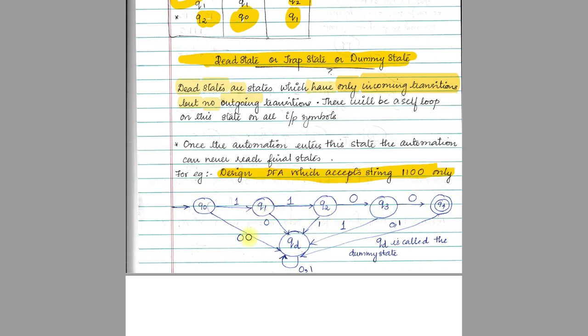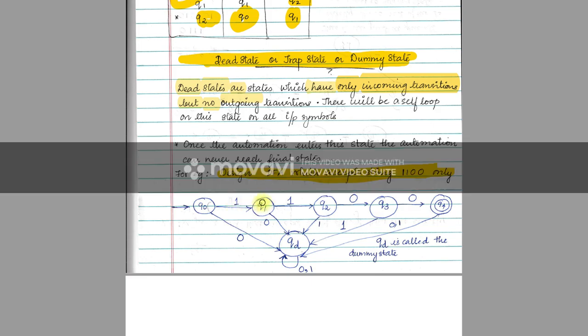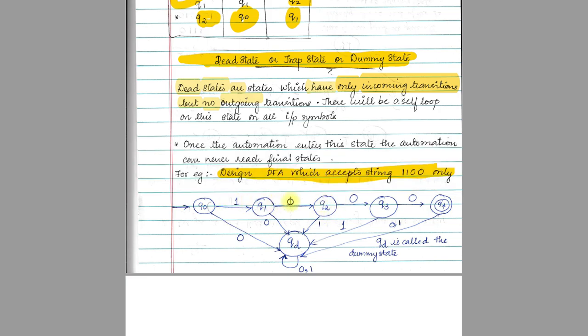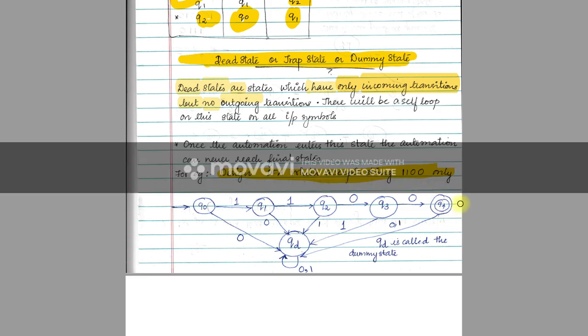So absolute DFA means identify the number of states. From Q0, if I'm giving 1 as input, I should reach another state Q1. From Q1, I'm giving another input, that is 1, and I'm reaching Q2. From Q2, after 1 1, the next input is 0, so I'm going to another state Q3. From Q3, again 0, I'm reaching Q4. That is my final state.